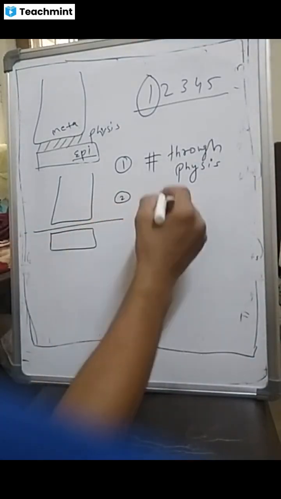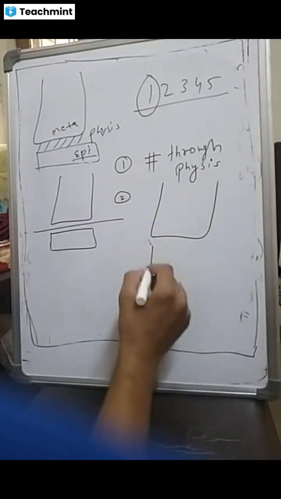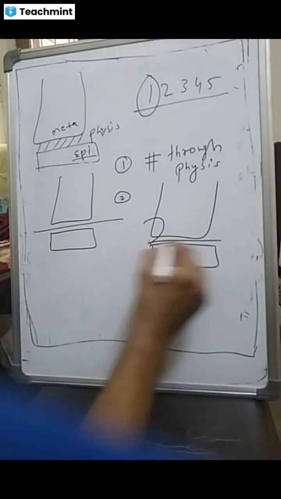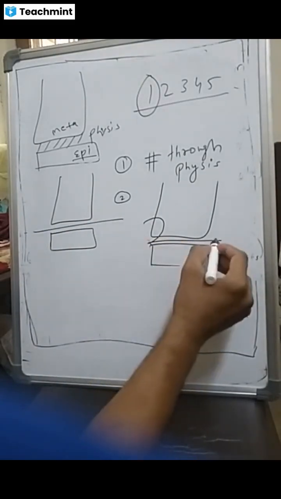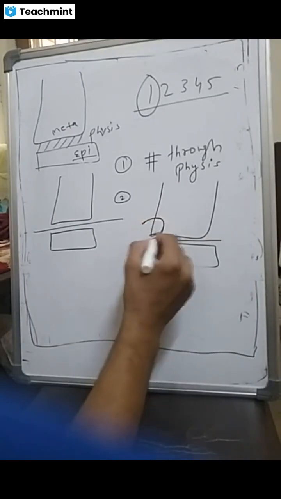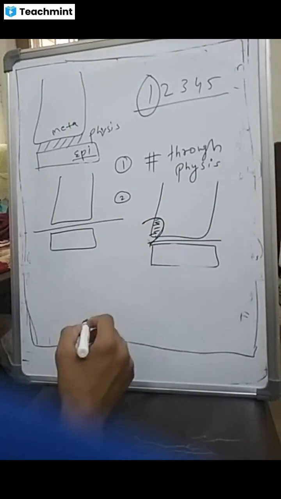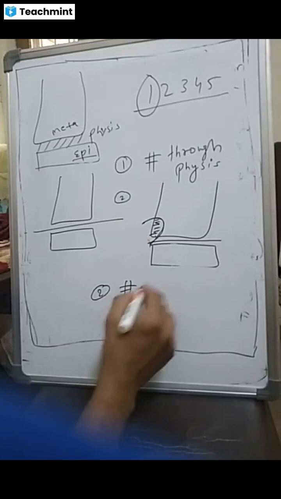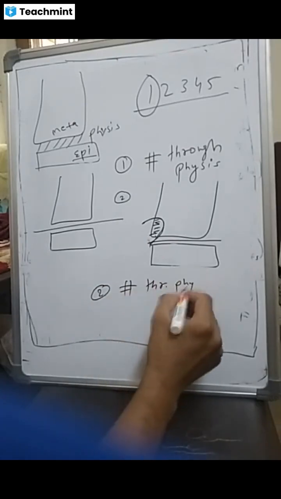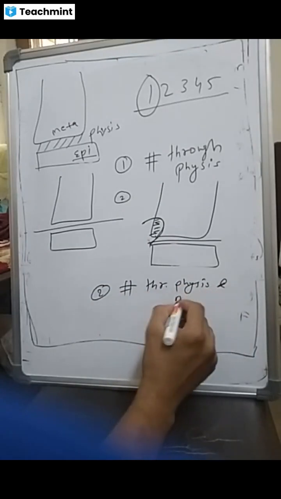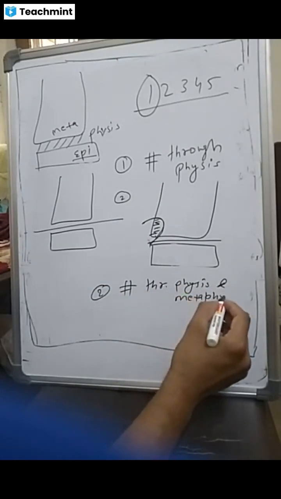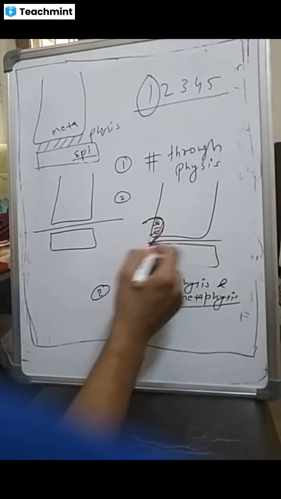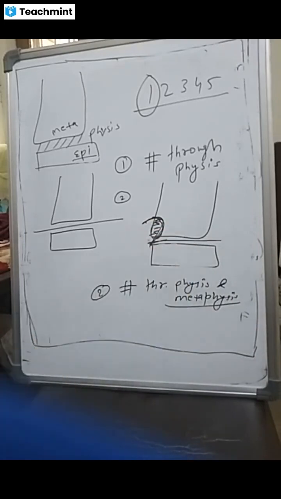Type 2: the fracture is through the growth plate and then goes through the metaphysis. So in type 2, the fracture is through the physis and metaphysis. This is the physis, and a small part of the metaphysis is also involved.